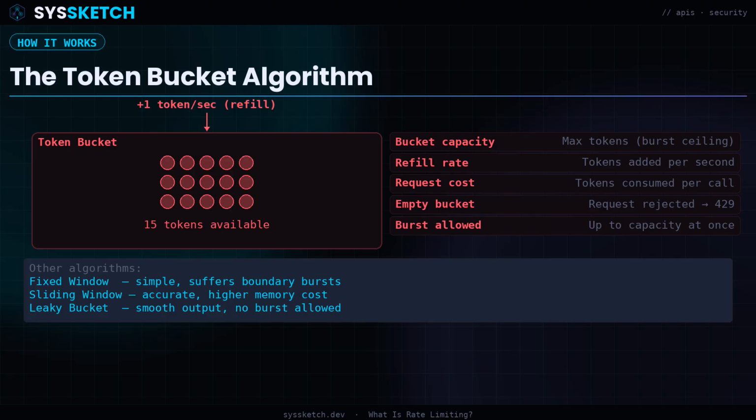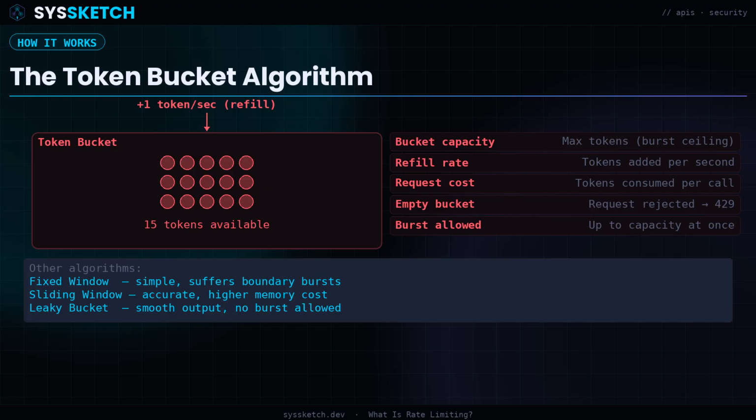The most commonly used rate limiting algorithm is the token bucket. Imagine a bucket with a maximum capacity of, say, 100 tokens. Tokens are added to the bucket at a fixed rate, 1 per second. Every incoming request costs 1 token. If the bucket has tokens available, the request goes through and 1 token is removed. If the bucket is empty, the request is rejected. The bucket allows short bursts up to the bucket capacity, but enforces a sustained rate equal to the refill rate over time. This is ideal for most APIs because it tolerates legitimate spikes while preventing sustained abuse.